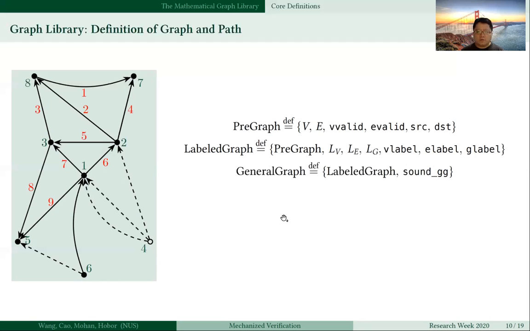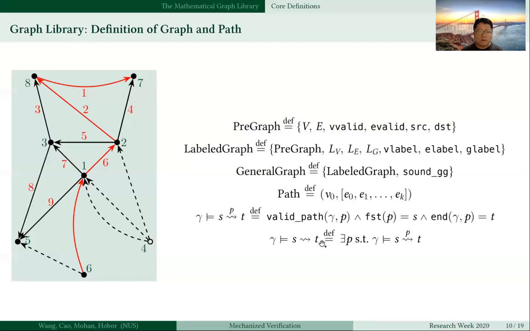With the definition of graphs, we can define other graph theory concepts, such as paths, which are defined as a starting vertex V0 and the linking edges. Then, based on the definition of path, we can define reachability. This reads, T is reachable from S through path P in graph gamma. The definition is here.